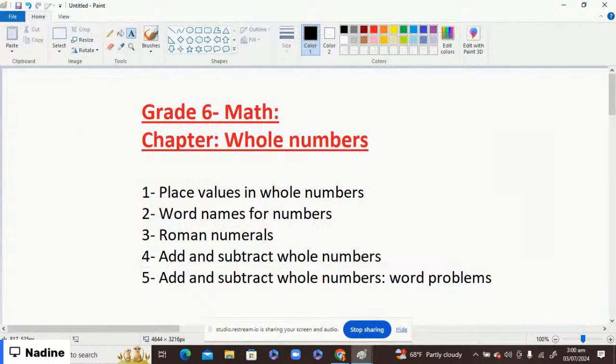So today we are here for grade 6 maths. The chapter name is whole numbers. You can find all the lessons on aplusstudent.com. You have to log in by using the email and password that is provided by the administrators.